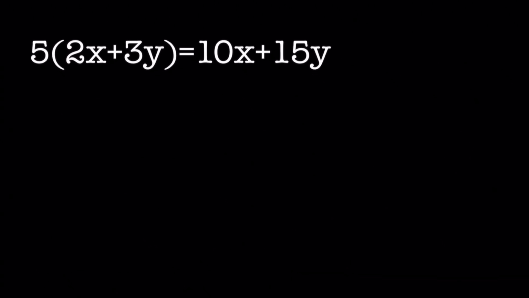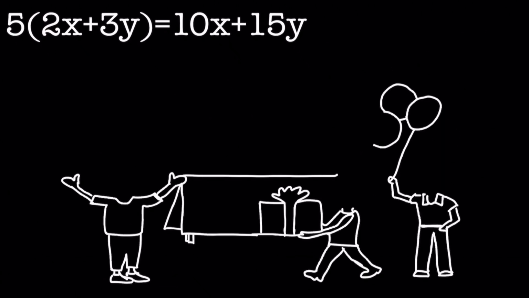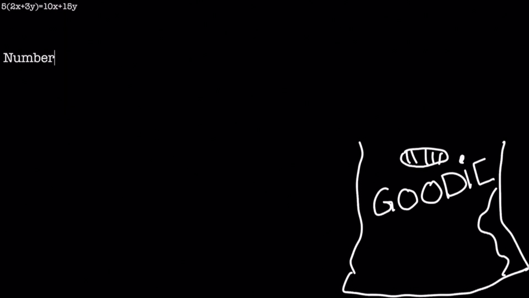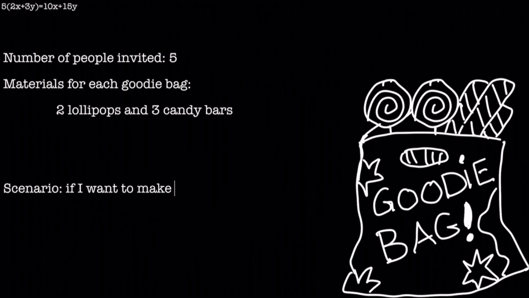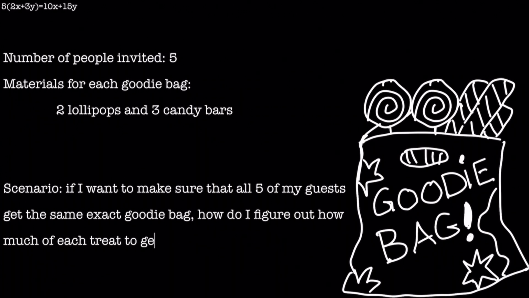So here's a scenario I give to my students. I'm throwing a party and I'm going to invite my closest friends. And so the number of friends that I'm going to invite is 5. The material for each goodie bag is 2 lollipops and 3 candy bars. And if I want to make sure that all 5 of my guests get the same exact goodie bag, how do I figure out how much of each treat to get?